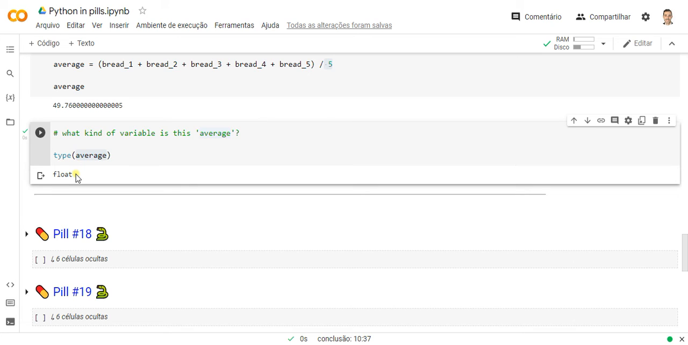Knowing the difference between variable types will be critical in all future Python code.